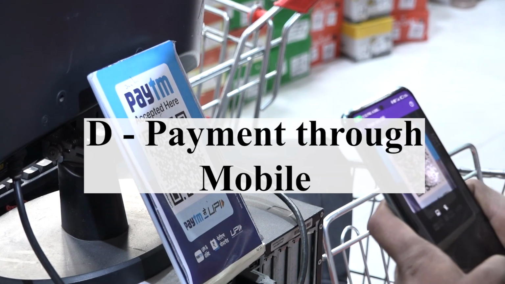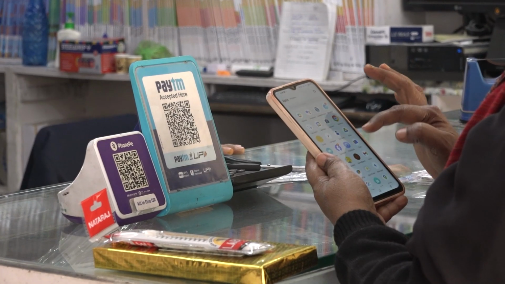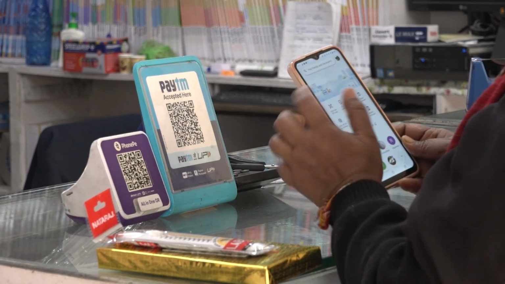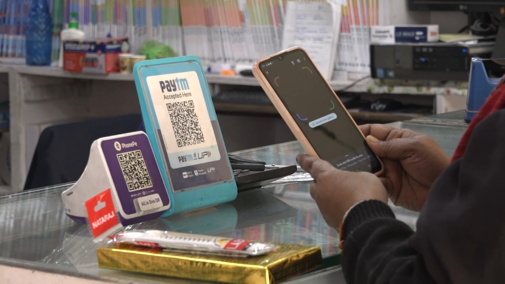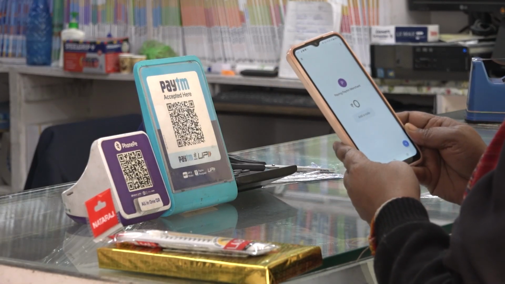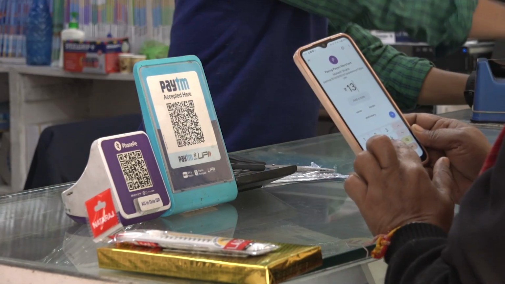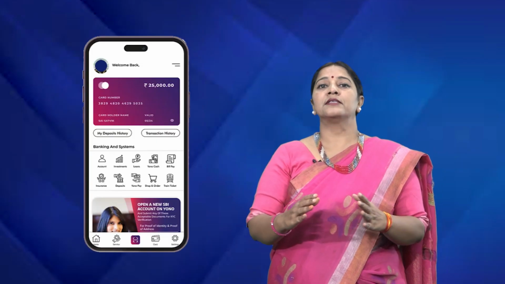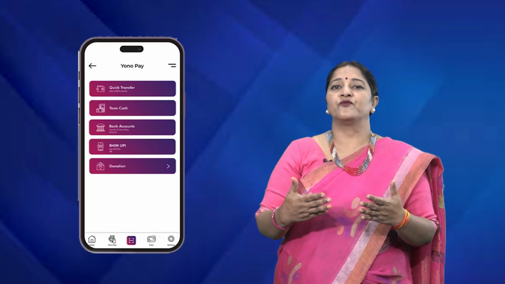D. Payment through mobile. Because of the risk in carrying cash, many customers are using mobile apps for purchasing goods or services. With this kind of a payment system, customers can also pay their bills or make bookings from their mobile wallet apps or banking app. Recently, all the banks have developed their mobile apps which work directly from their bank accounts.